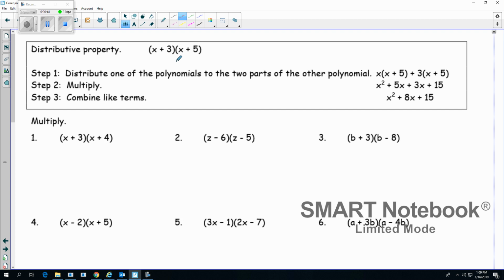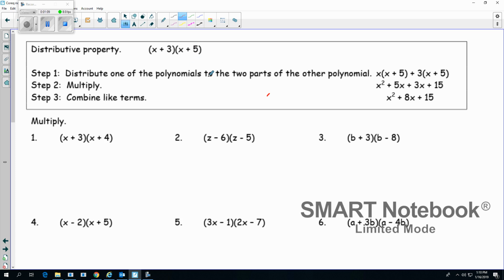And there's a couple different ways to do this. One way to do it is using the distributive property, and I have this example right here we can look at. Let's see. So we've got x plus 3 times x plus 5.